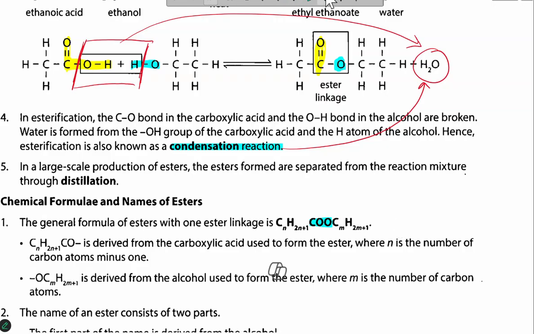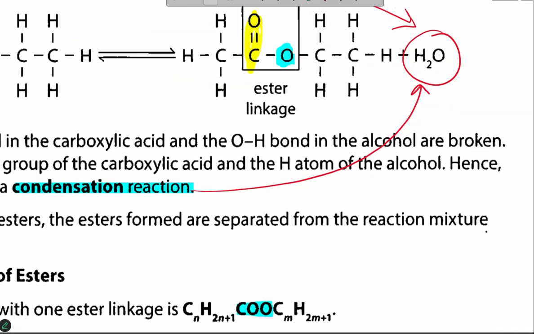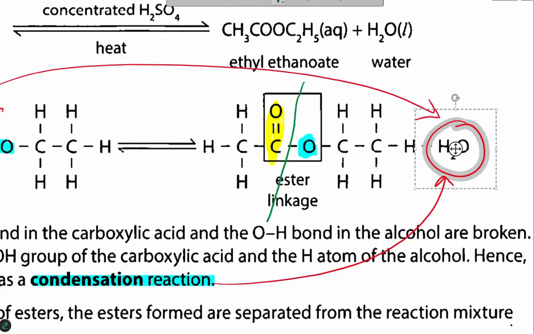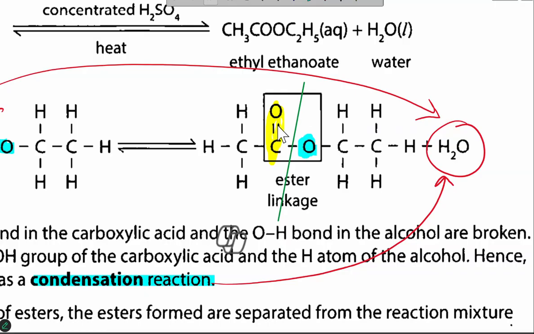Now, which side is the alcohol, and which side is the acid? Always look at the COO. When you see the COO, in order to recognize which is the acid and which is the alcohol, I do this. Look carefully at what I'm doing. I always cut the ester linkage in the middle, such that both sides have one O. One O here, one O here. So if I cut exactly here, I get one O on this carbon, and one O on this side.